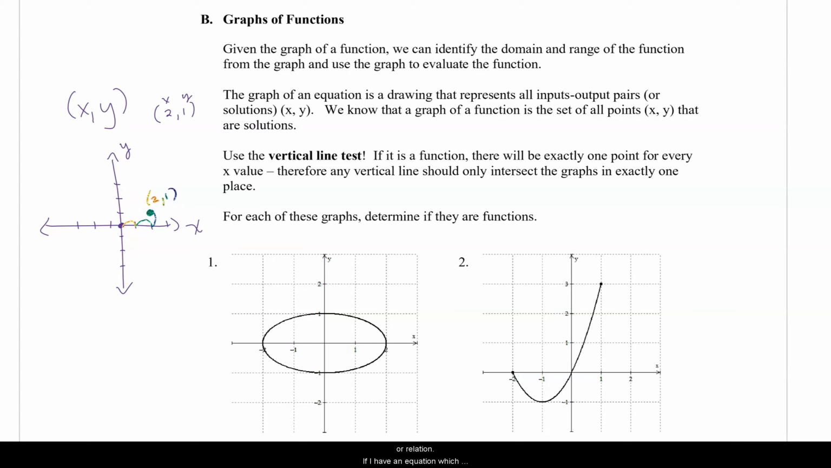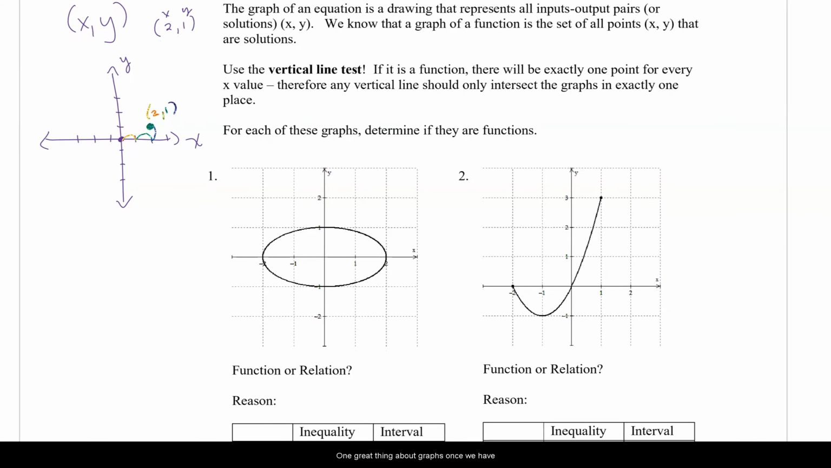If I have an equation, which we'll get to a little bit later, I can also create a set of ordered pairs and be able to graph. So some of these graphs are coming from equations because they have infinitely many points. One great thing about graphs, once we have a visual of our function, is that we can use a technique called the vertical line test.